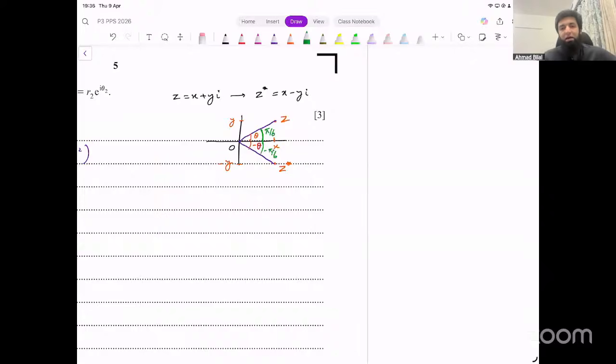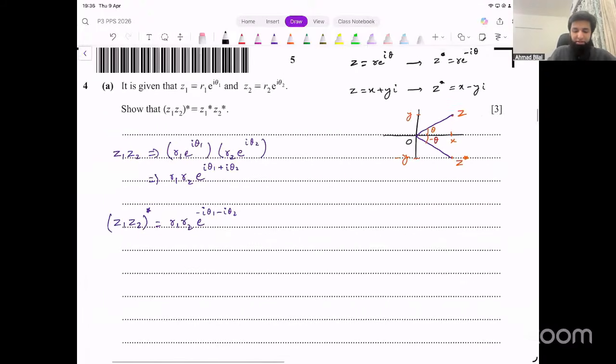So in r e raised to power iota theta form, when we find the conjugate, the argument becomes negative. In x plus y iota form, the imaginary part becomes negative. In r e raised to power iota theta form, you could say z conjugate is r e raised to power negative iota theta. Does that make sense? Okay. That's what the argument becomes.